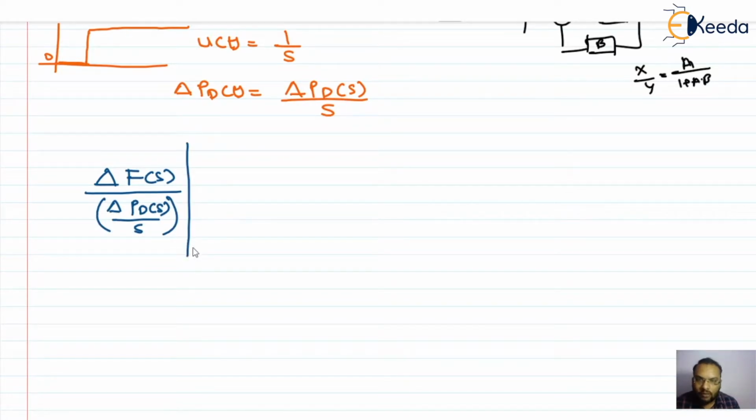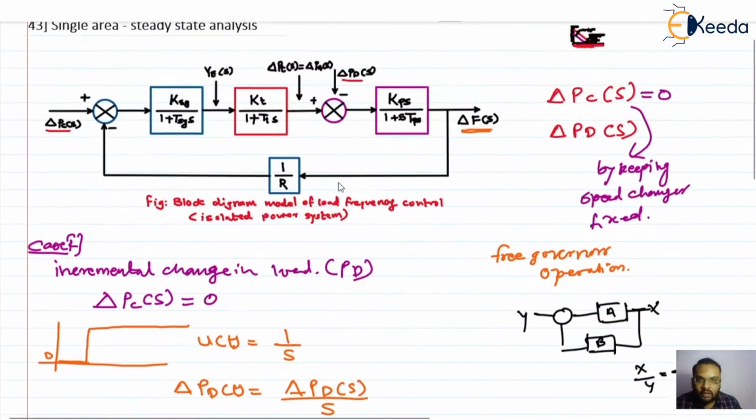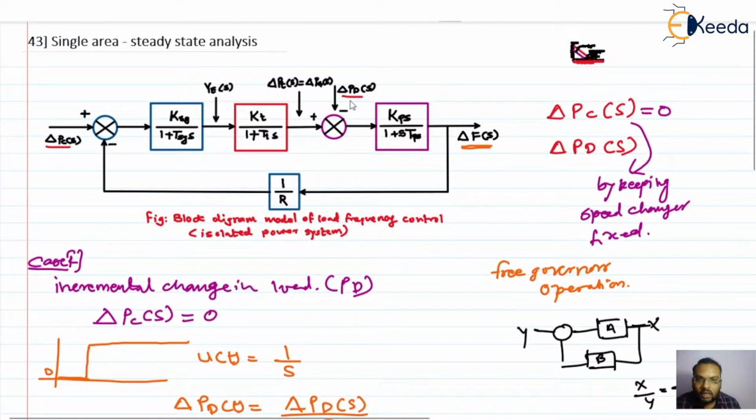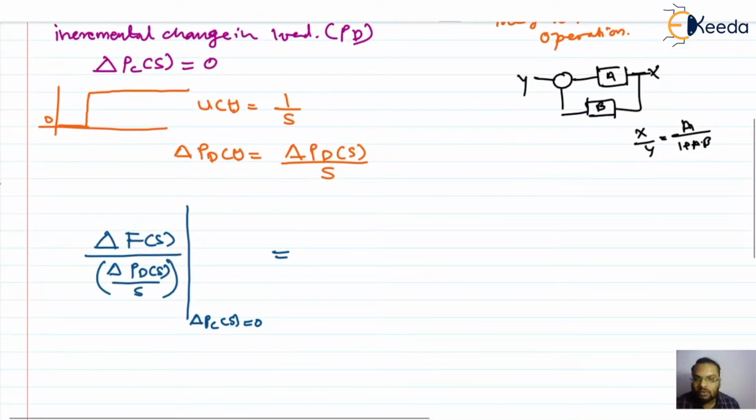Of course, we are finding this at speed changer setting fixed. Okay, so we'll get here. One more thing I want to add here. You see, this incremental input is having a negative sign here. So of course we should write here a minus sign, because it is a negative signal.